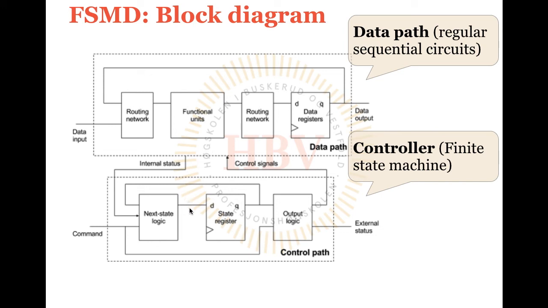In the control path we can see some different components and inputs and outputs. The command input is the external command signal from the outside. The internal status is the signal that is sending information from the data path to the control path. To control the data path operations, a signal is sent from the output logic in the control path. This is called the control signal. The external status going out of the control path is used to indicate the status of the FSMD.